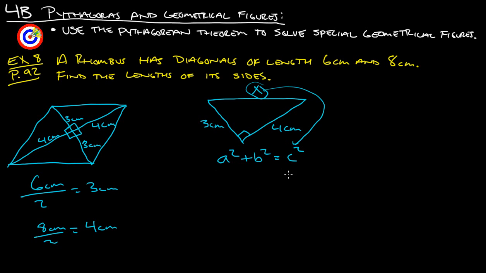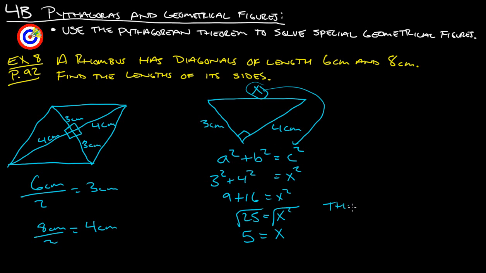X is the c in this case. So then we just do 3 squared plus 4 squared equals x squared. That's 9 plus 16 equals x squared. So x squared is 25. Square root both sides. And we get that x is, again, plus or minus 5, but we're just going to get 5 because you can't have a negative length.